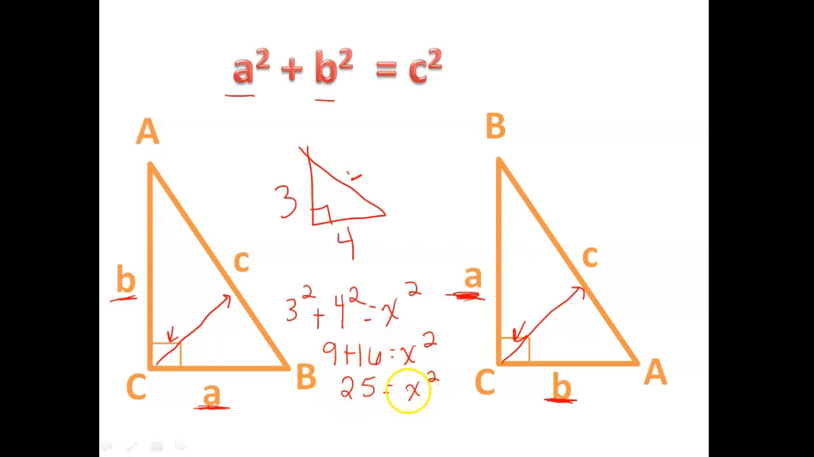All right, so I have x squared equals 25. To solve for x, you see that it is squared. To get x by itself, when you have the exponent, you have to take the square root of both sides, okay? So the square root of x squared is x, and the square root of 25 is 5, okay? So this missing side is 5.